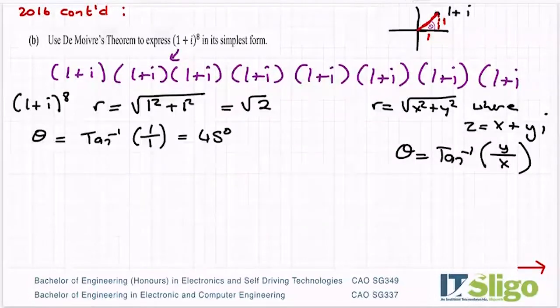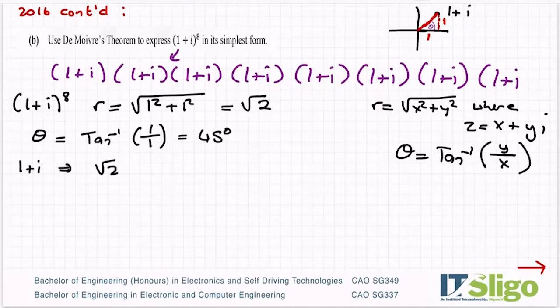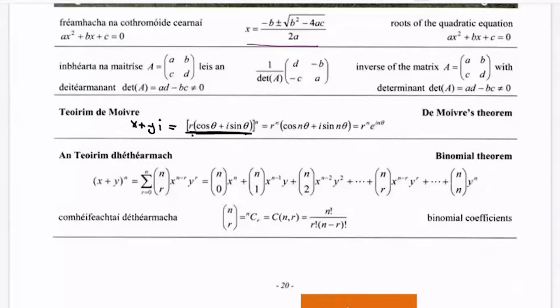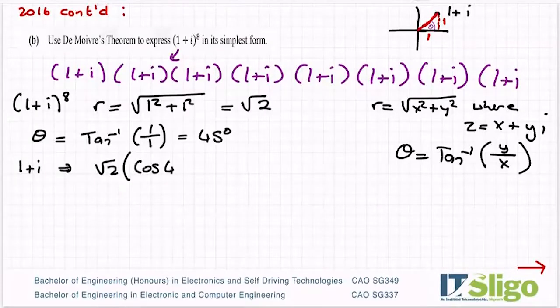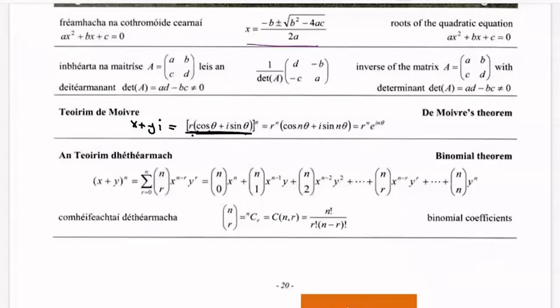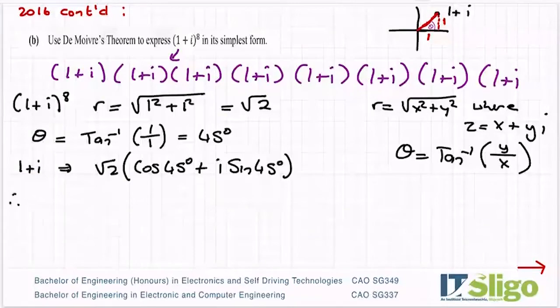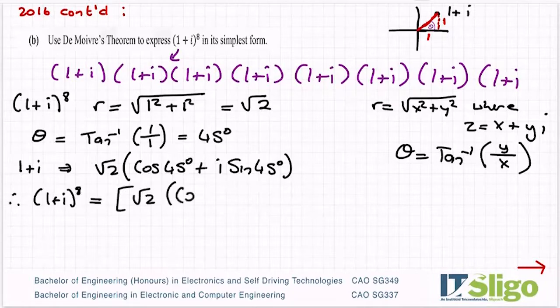Okay, so basically I can rewrite 1 plus i as root 2, so that's my r, and then I'm going to go bracket cos 45 degrees plus i sine 45 degrees. So that's 1 plus i in polar form. And only when it's in polar form can I apply the power. So 1 plus i to the power of 8 is root 2 (cos 45 degrees plus i sine 45 degrees) to the power of 8.